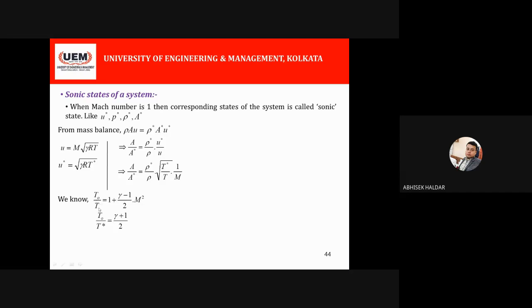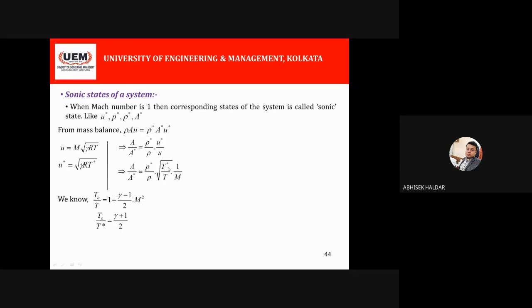But if I want to apply this equation at the throat, then obviously this equation will be T0 by T star, or not? Answer me. If I want to apply this equation at the throat area, then on the left hand side I should write T0 by T star, or not? Yes, sir. When I write T star, obviously my Mach number is equal to 1. Simplifying this, I get gamma plus 1 by 2. So I get this expression for T0 by T star.